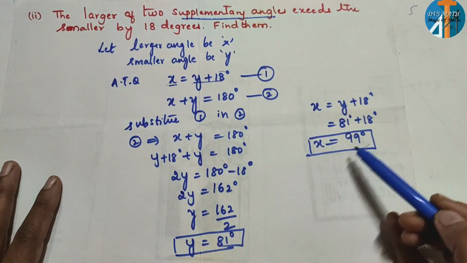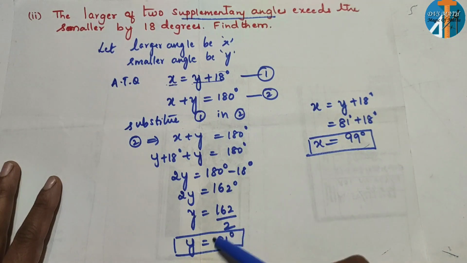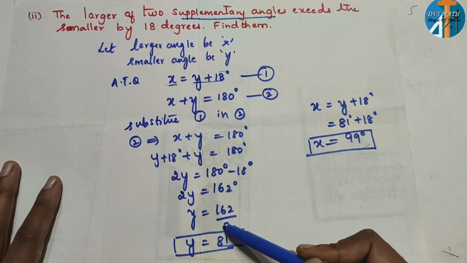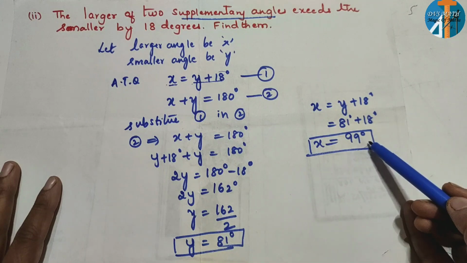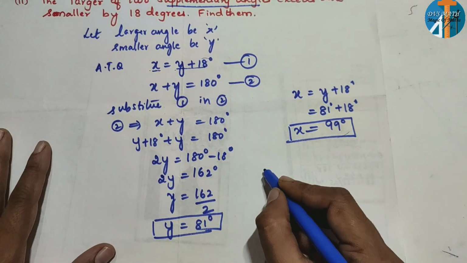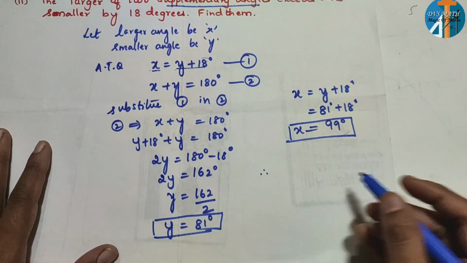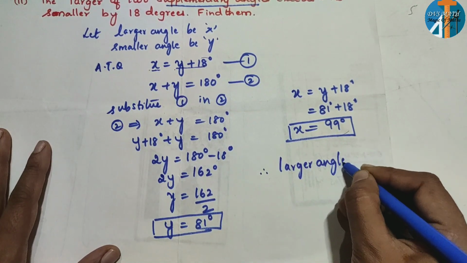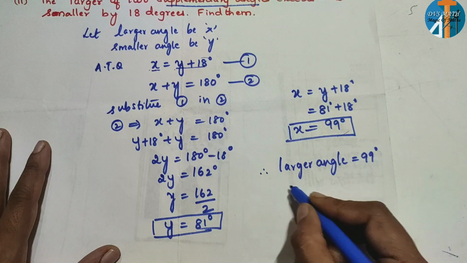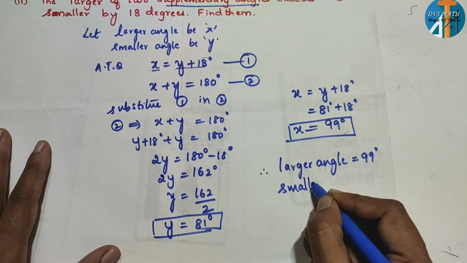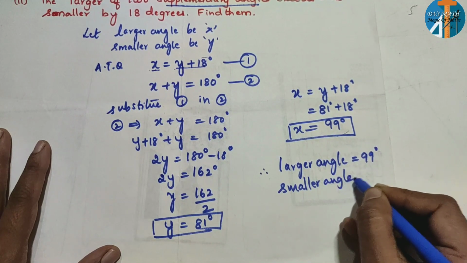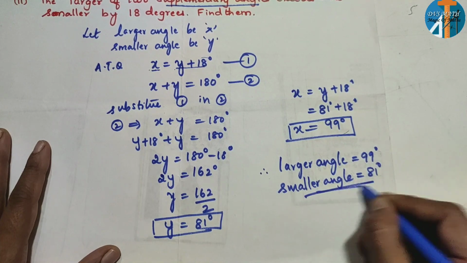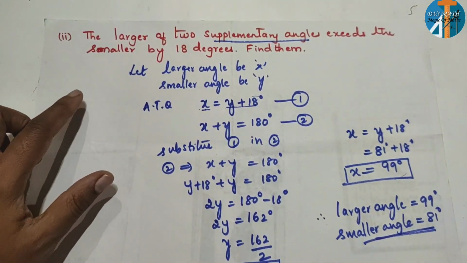To get the value of 99, if you add 18 to the smaller angle, which is y, right? For the smaller angle, if you add 18, again you will get 99. Therefore, what you can write? Larger angle is equal to 99 degree. Smaller angle is equal to 81 degree. Okay, this is about sub question 2.